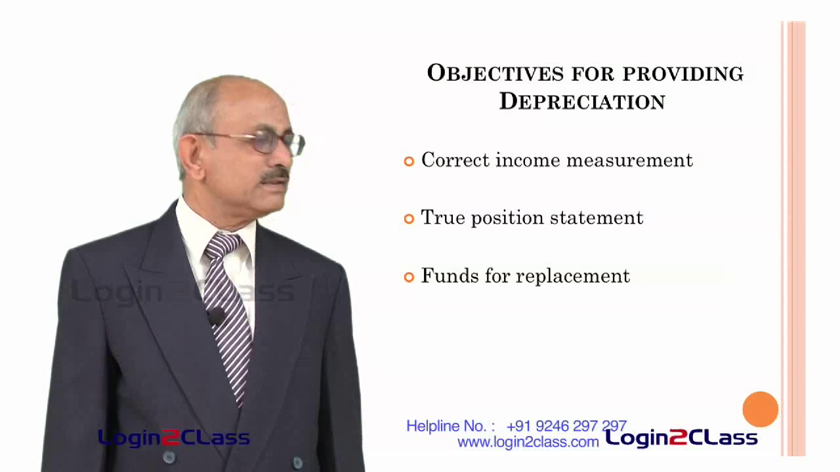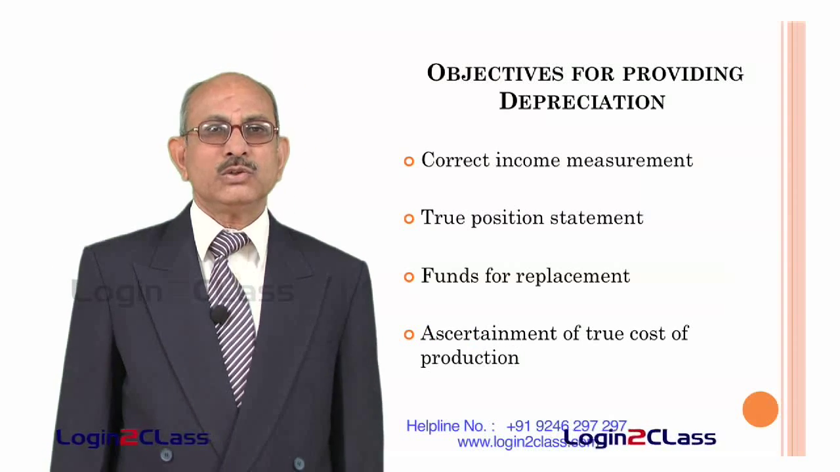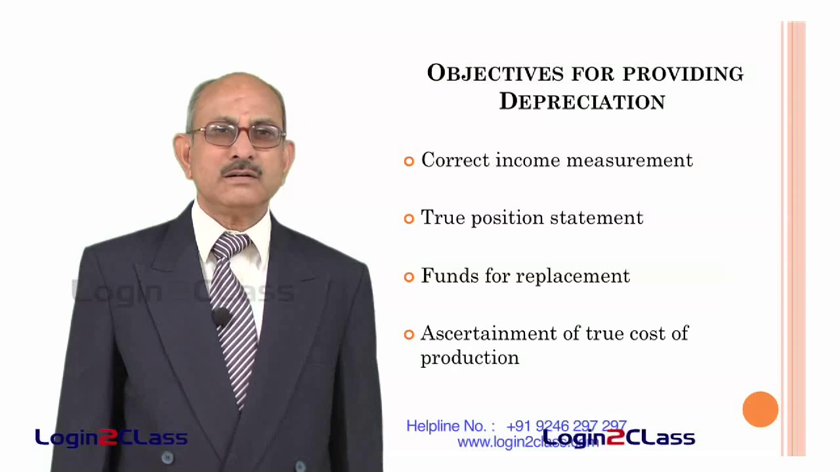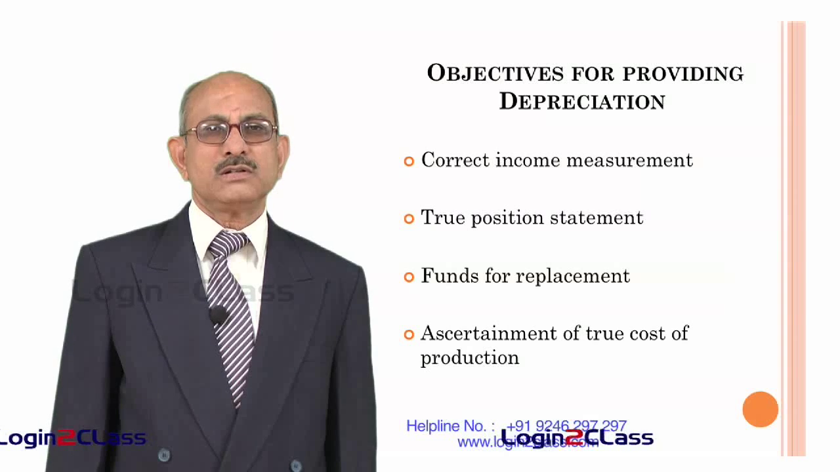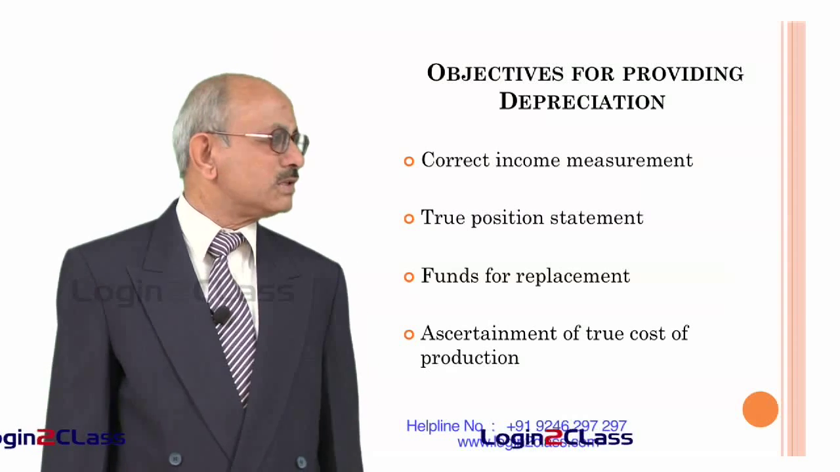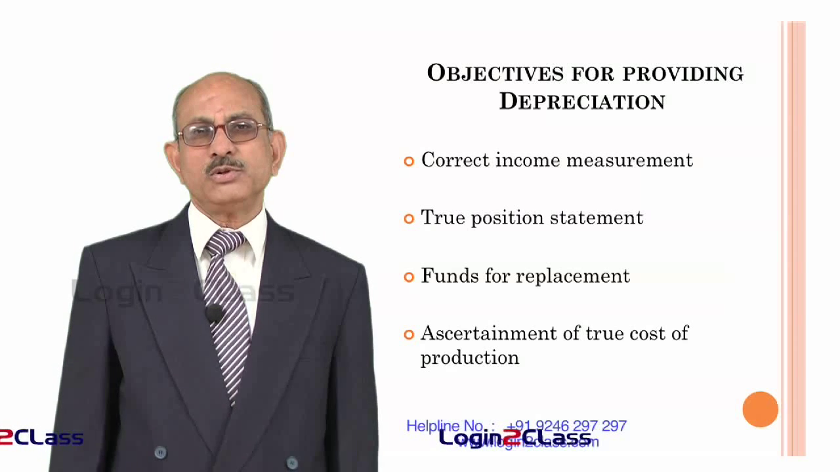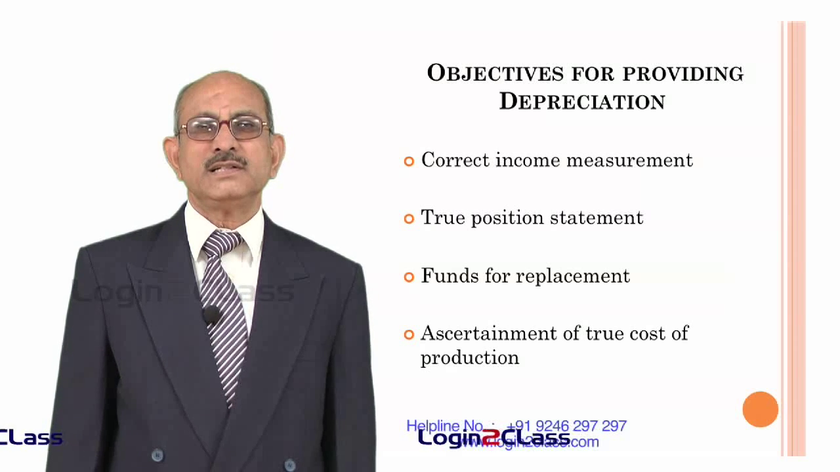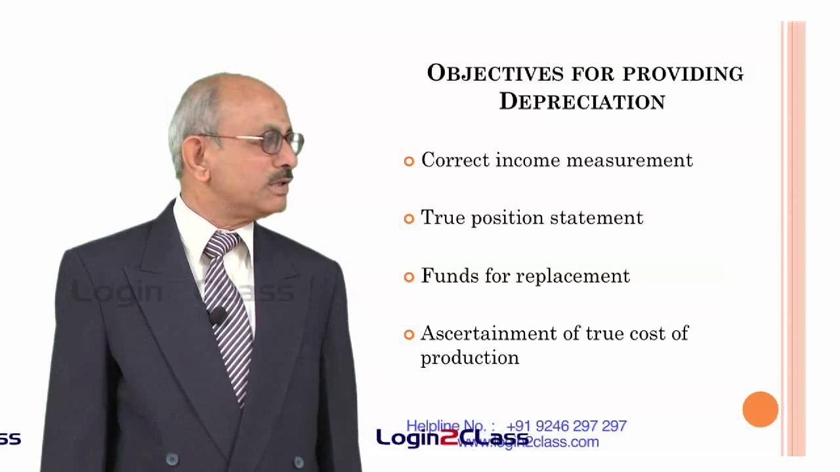providing for depreciation. And the last objective is ascertainment of true cost of production. So, in the case of a manufacturing company or a company rendering services, we need to find out what is the total cost of production, that means the total cost of service. And the total cost can be ascertained only if we are able to take into account all the expenses incurred in providing the service or in producing that particular product.